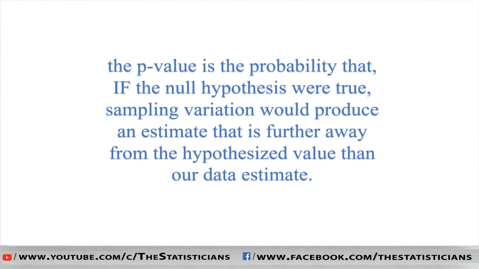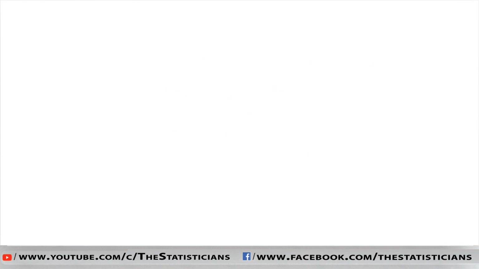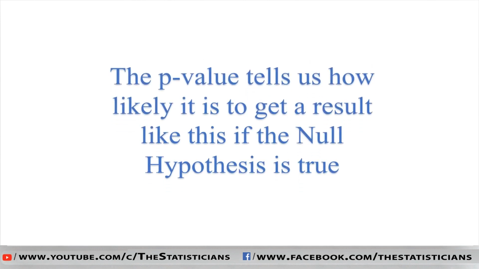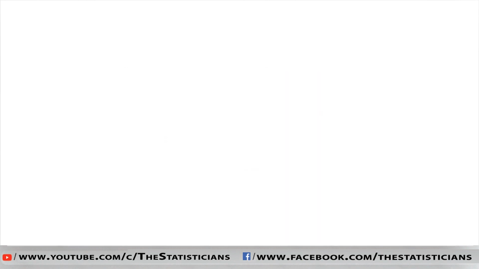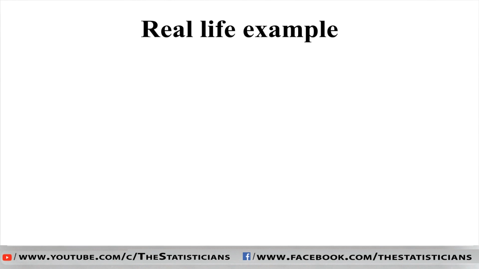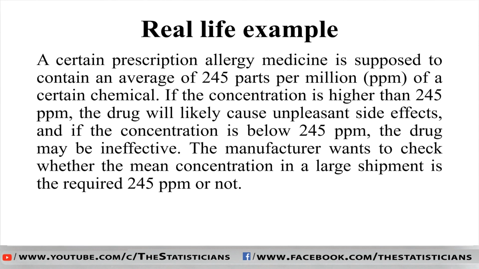In formal terms, the p-value is the probability that if the null hypothesis were true, sampling variation would produce an estimate that is further away from the hypothesized value than our data estimate. In less formal terms, the p-value tells us how likely it is to get a result like this if the null hypothesis is true. We will now go through this concept step by step with a real life example.